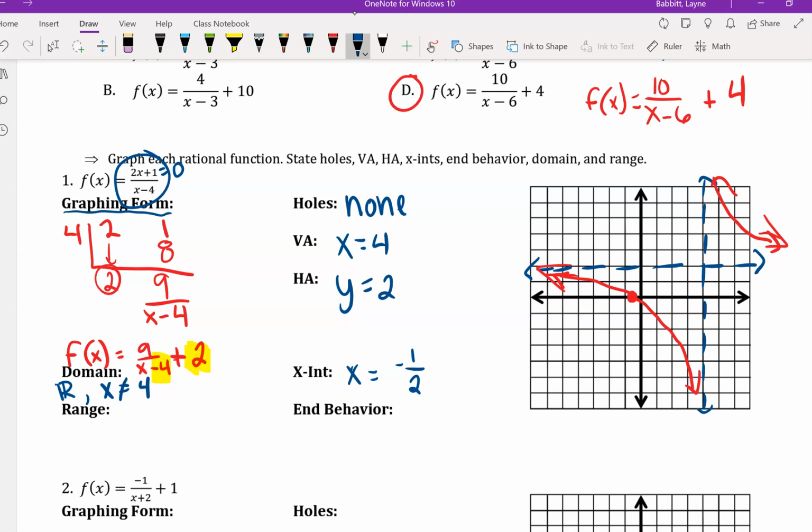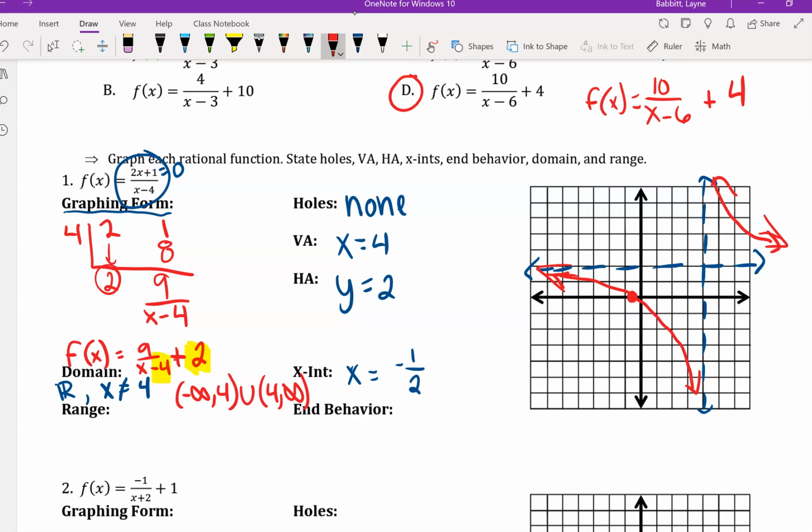You could also write this in interval notation. That would be -infinity to 4, but not including 4. And then 4 to infinity, but again, parentheses because we're not including 4.